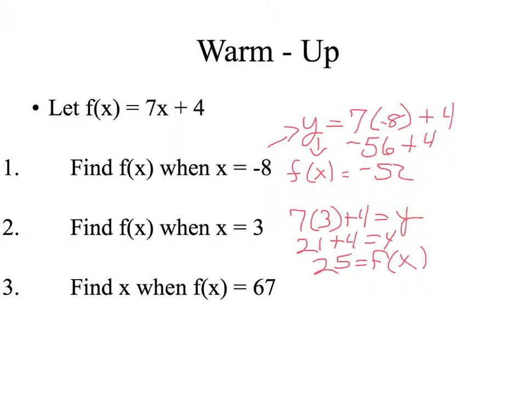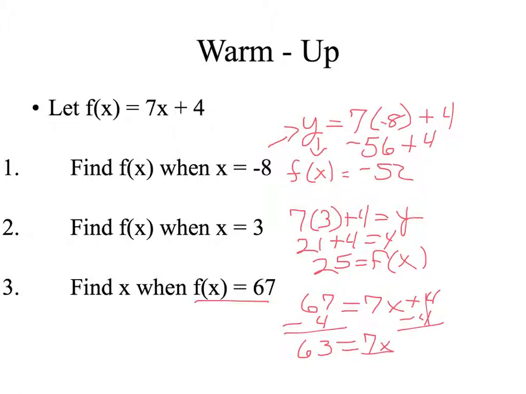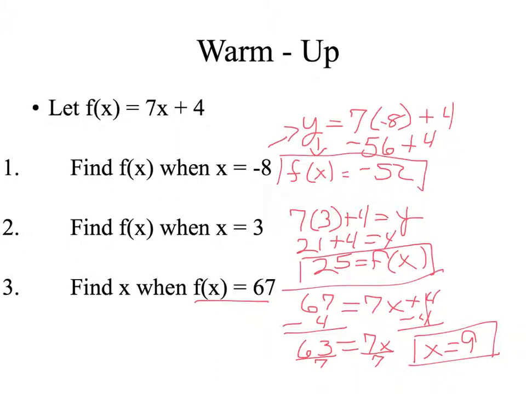Last problem on the warm-up. Here I'm telling you that the f of x is 67. So 67 equals 7x plus 4. Subtract 4 from each side, and you get 63 equaling 7x. Divide by 7 on both sides, and we get x equaling 9 for the answer to that one. So 9 for number 3, 25 for number 2, and negative 52 for the first one.